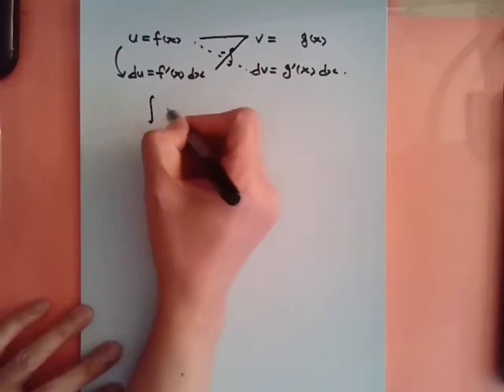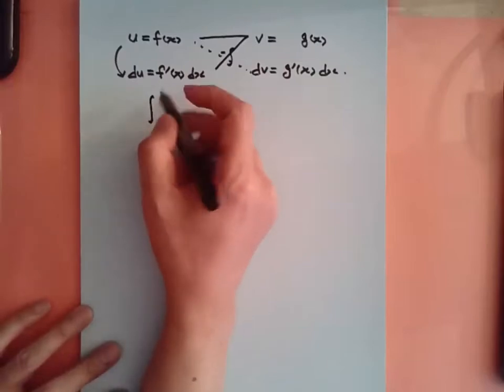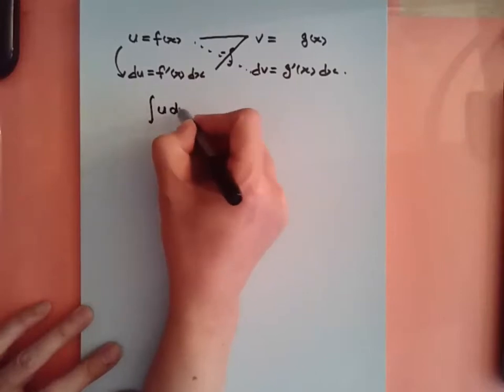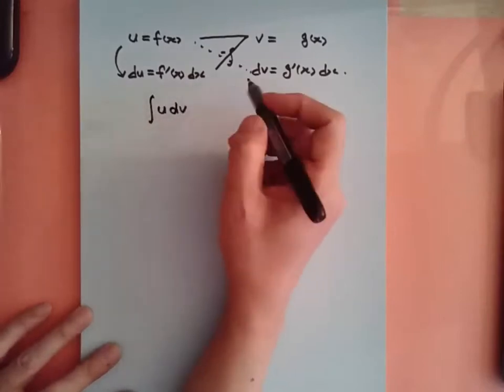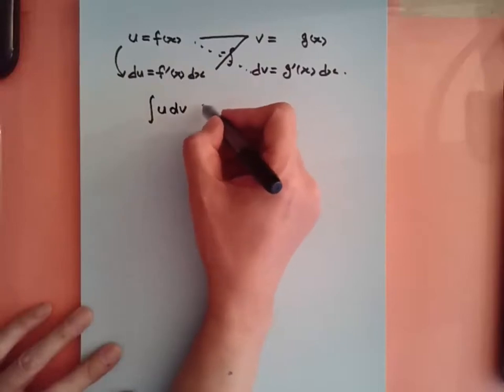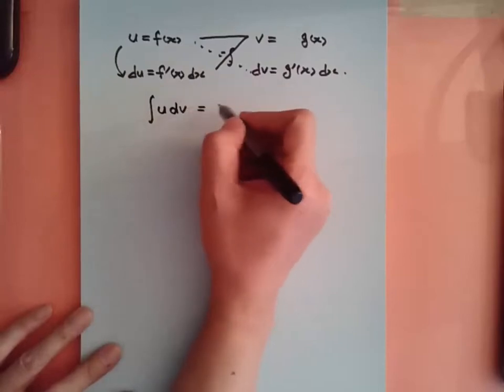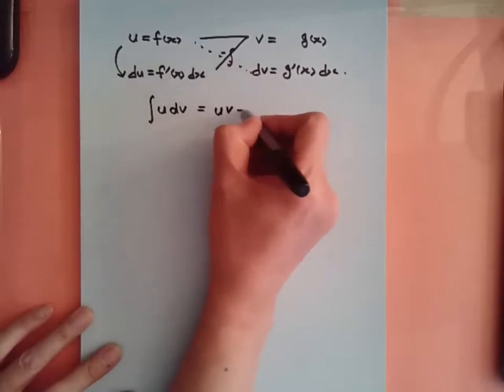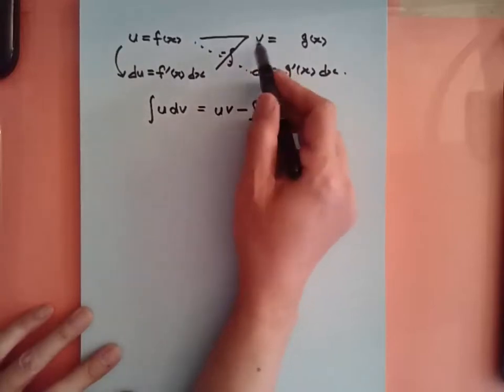So integration by parts was about the integration of the product function. The formula went like integration u dv is uv minus integration v du.